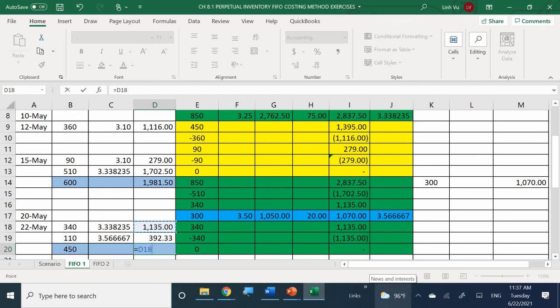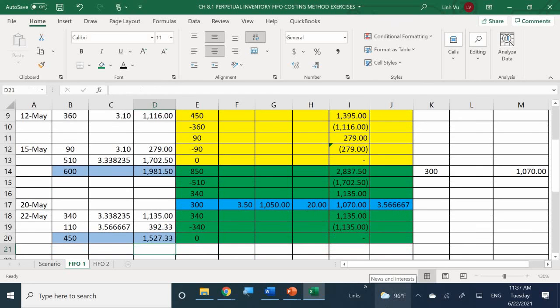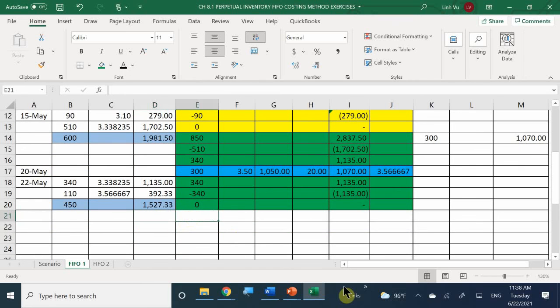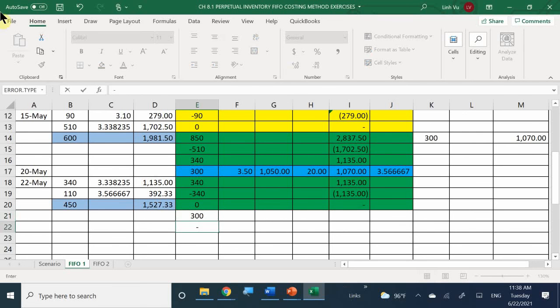Good. 392.33. If I add these two numbers together, in grand total for selling 450 items, that should give me a grand total of 1527.33. And once again, I'm going to carry down my blue value and subtract out my 110.